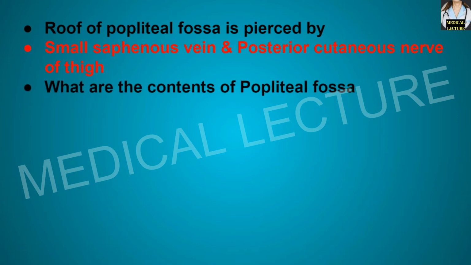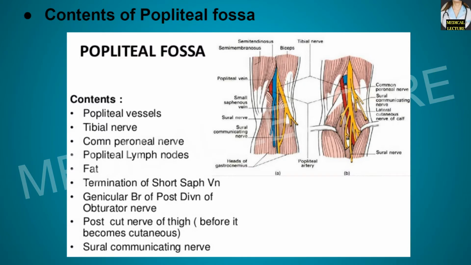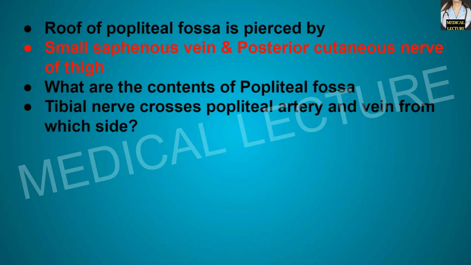What are the contents of the popliteal fossa? Very important. So contents are popliteal vessels, tibial nerve, common peroneal nerve, popliteal lymph nodes, fat, termination of the short saphenous vein, genicular branch of the posterior division of the obturator nerve, posterior cutaneous nerve of thigh, and the sural communicating nerve. Tibial nerve crosses the popliteal artery and vein from which side? So tibial nerve crosses the popliteal artery and the vein from the lateral to the medial side.